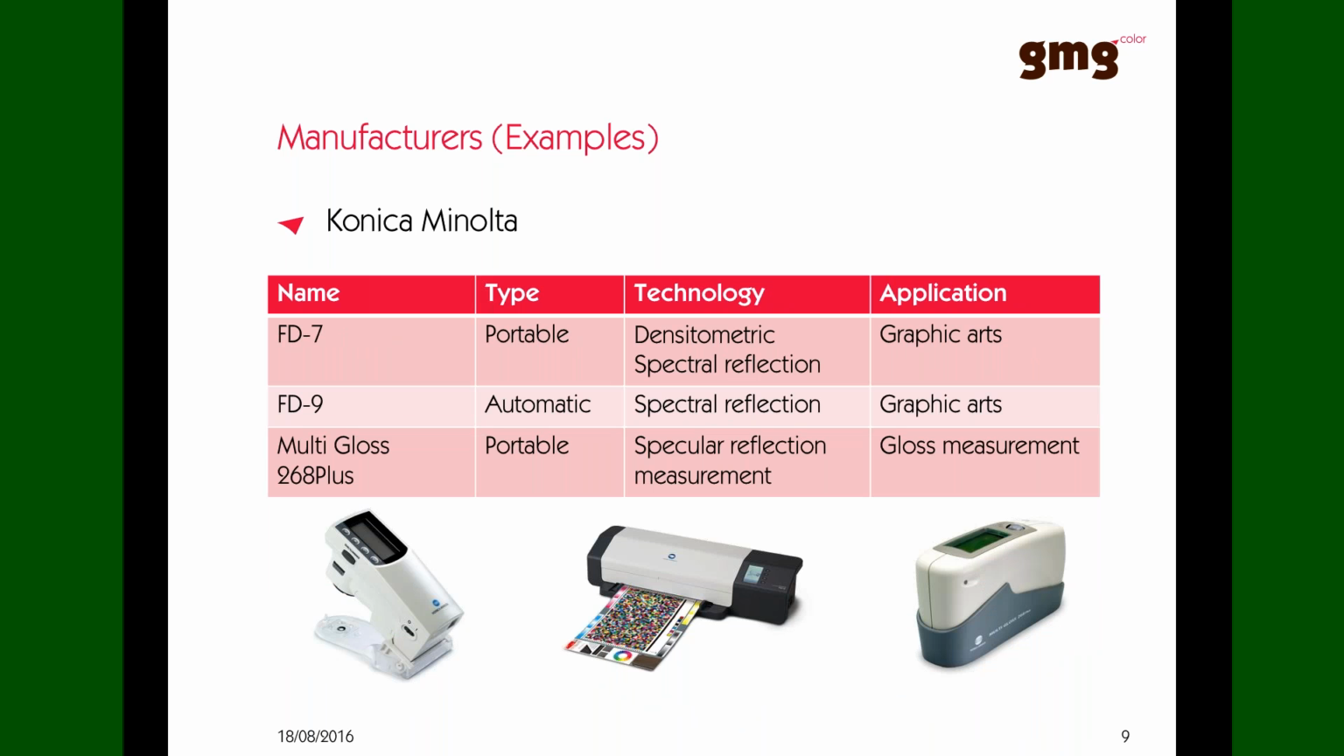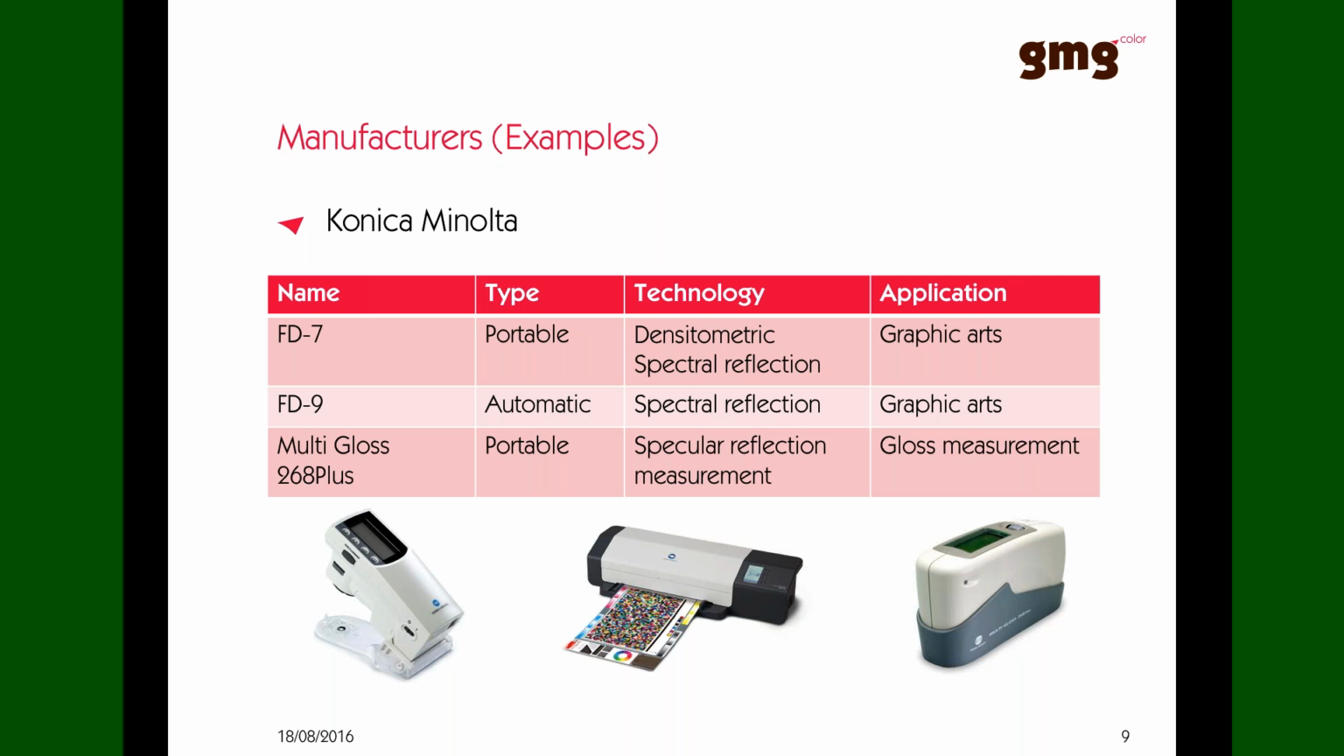Then there's also Konica Minolta. These are just a few examples of the measuring devices they have. They have a lot more measuring devices. For example, on the lower left-hand side, you see the FD7 measuring device. It's a portable device. It measures densitometric and spectral reflection. It's mainly used in graphic arts.